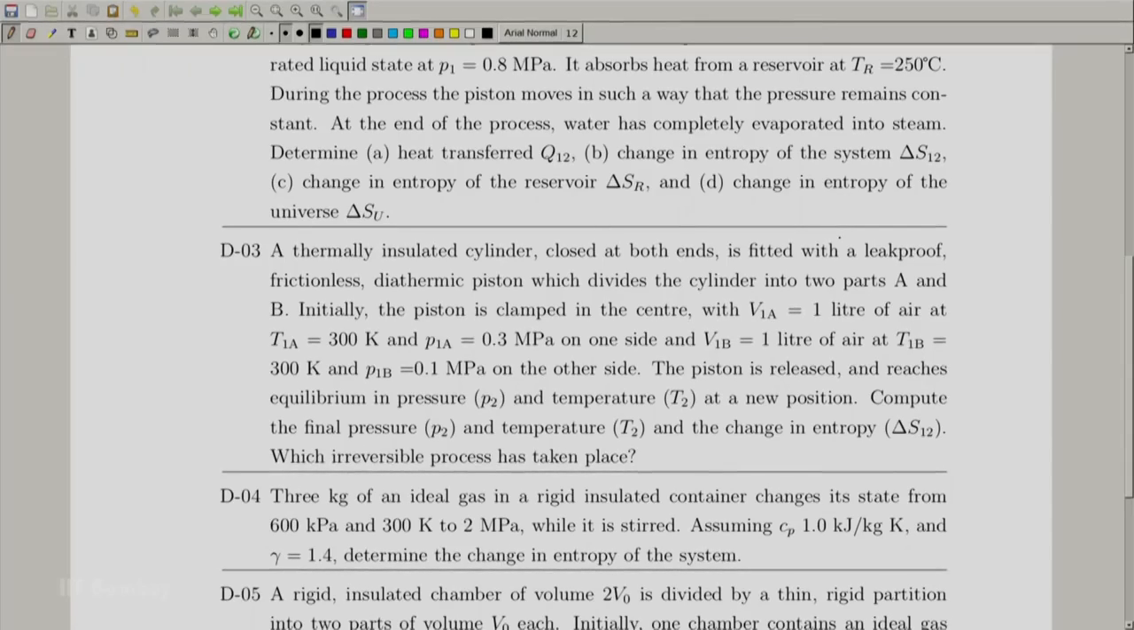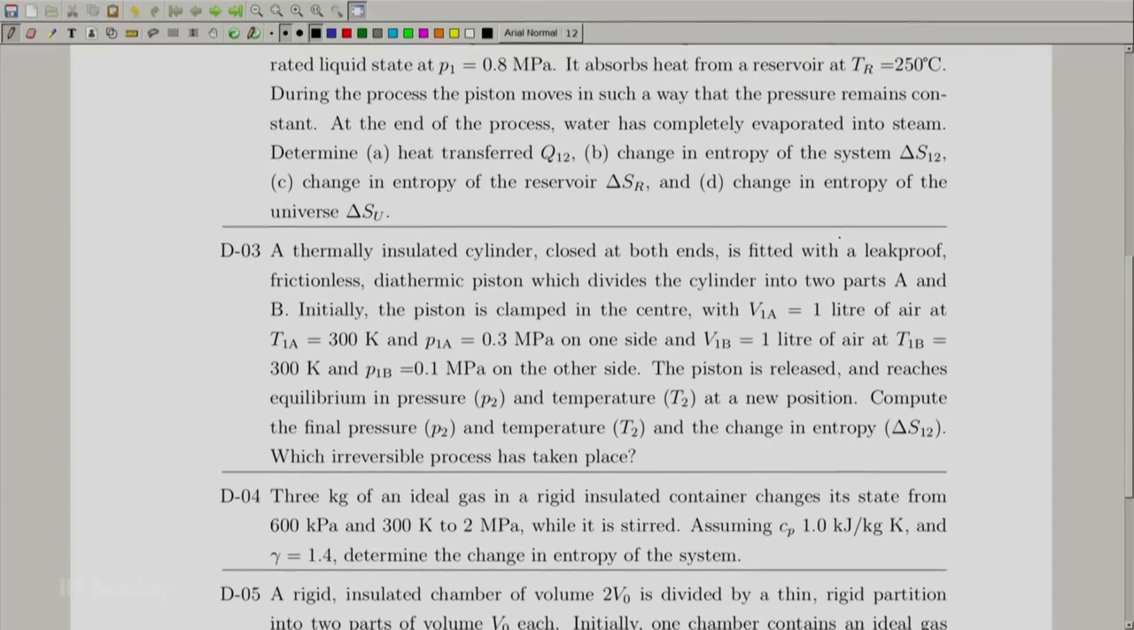The piston is released. Now when the piston is released, it will try to move towards the low pressure side. So side A will increase its volume, side B will decrease its volume, and after some time, when equilibrium is again established, since it's a leak-proof frictionless piston, pressure would be the same on either side. It's a diathermic piston, so temperature would be the same on either side. And let's compute now the final pressure and the final temperature, and also the change in entropy.